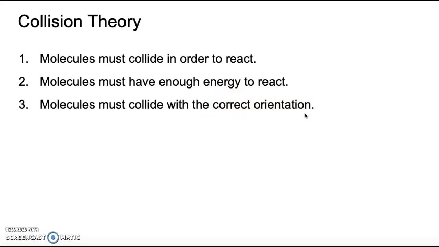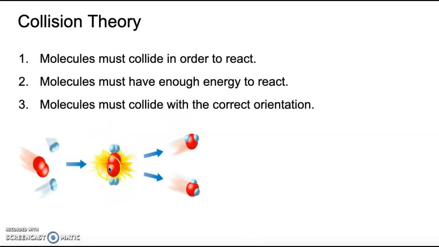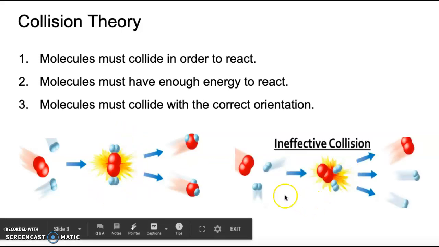All right, so if we look here, let's say we've got two hydrogen molecules and an oxygen molecule, and you can see that they have to collide in order to form water. Now, not only do they have to collide with enough energy, but they also have to collide with the correct orientation. So look at how the oxygen and hydrogen molecules come together in this example versus in this ineffective collision. If the molecules don't hit each other at the right spot, nothing's going to happen, and they're just going to turn back into the reactants. They're just going to bounce off of each other, and no product will be made.